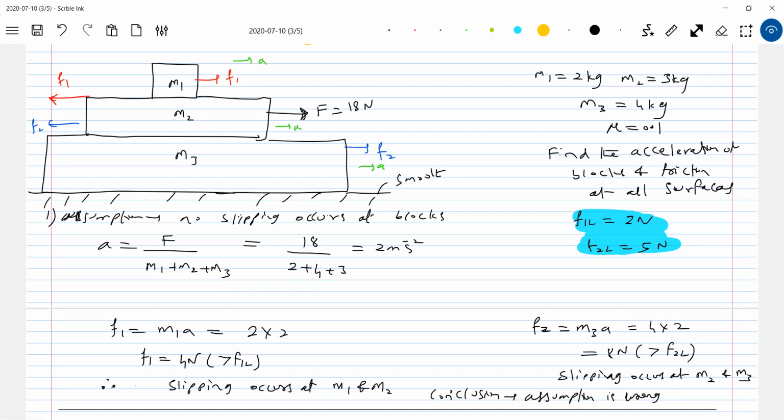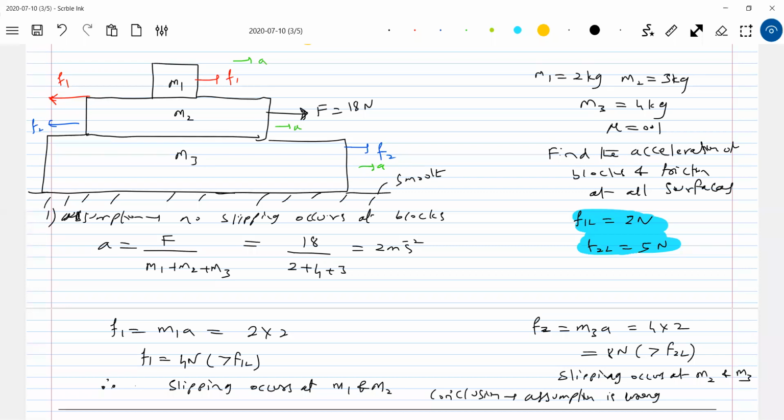See, what are the possibilities here? No slipping at all surfaces, no slipping between the blocks: first assumption. Second assumption, slipping occurs at all surfaces. Third assumption, slipping at 1, 2 and no slipping at 2, 3. Fourth assumption, slipping at 2, 3 but no slipping at 1, 2. So four assumptions are there. You can verify all four. At least one will be correct.